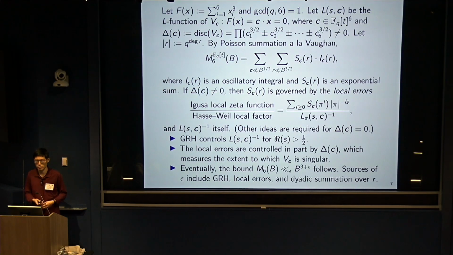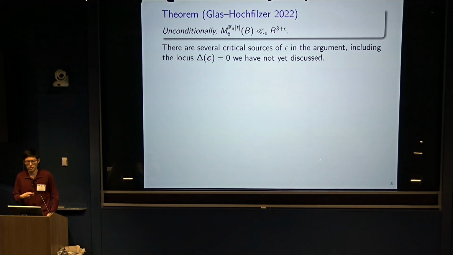And there are several different sources of epsilon. Of course, one comes from GRH, but there are others, for example coming from these local errors, which I didn't say much about, and also coming from the dyadic summation. Each dyadic interval of R gives you the same contribution, so when you sum up, that's another possible epsilon loss. Since GRH is known over function fields, you get near optimal 3 plus epsilon unconditionally over function fields. That's Glassenhag here.